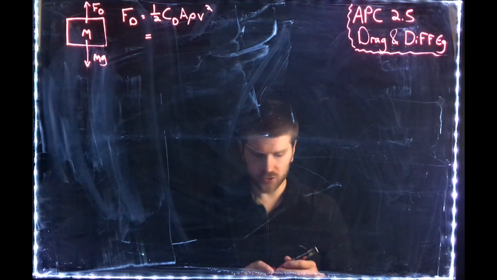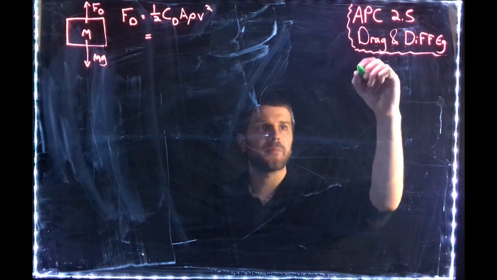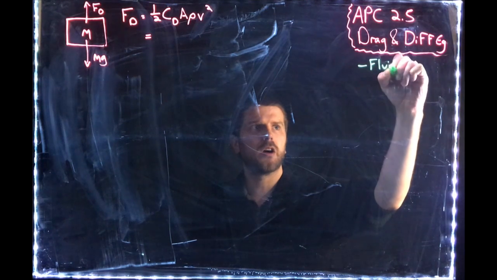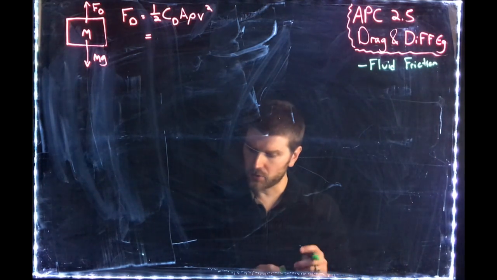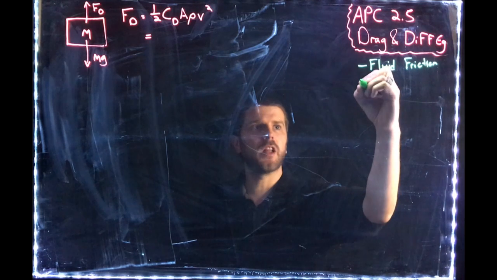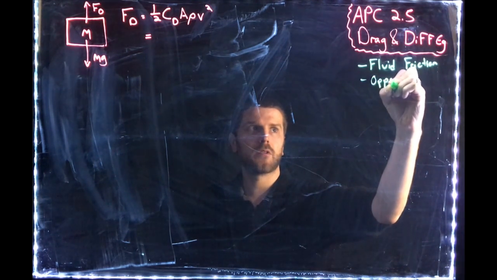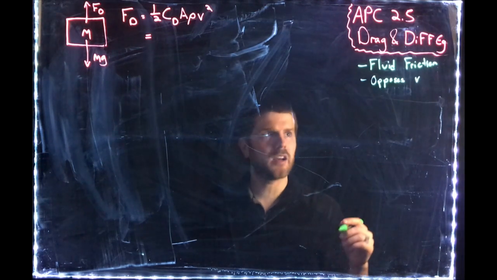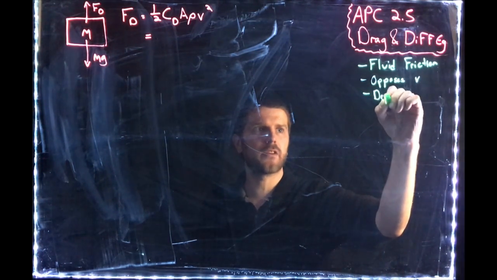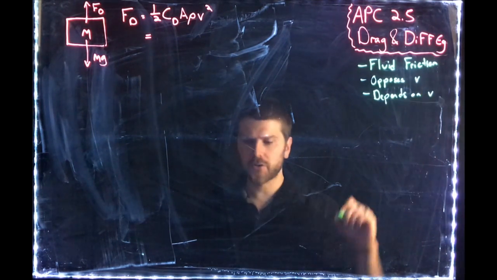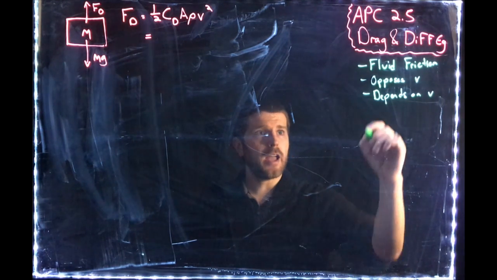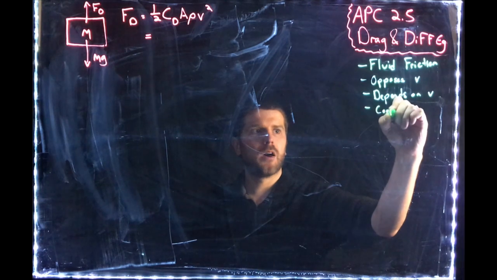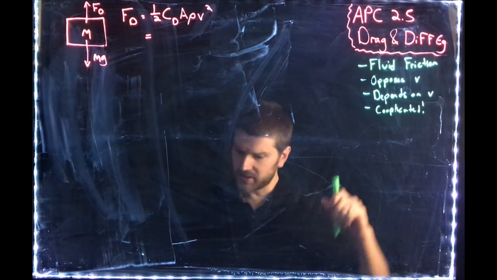So what is drag? Well, at its core, drag is just another form of friction, and it's specifically a friction with fluids. So moving through air, moving through water, for instance. It opposes velocity, it opposes movement. I mean, it's friction, right? It also depends on velocity, and that's another difference from our normal friction. The faster you try to move through a fluid, the more it resists. So as your velocity increases, so does drag. And generally, it's actually quite complicated, as we will see today.